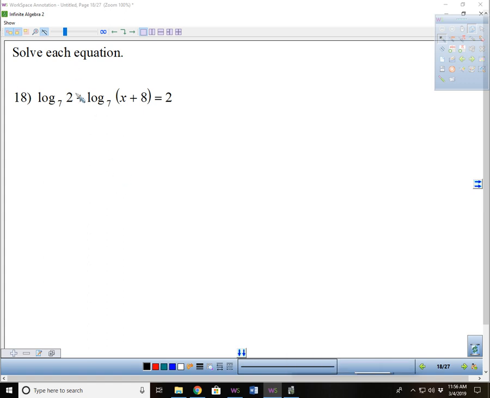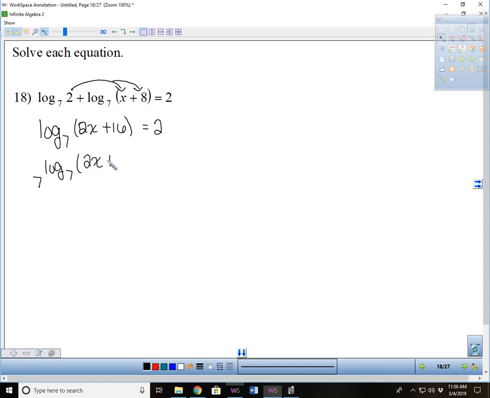Okay, so we are solving equations. The first thing you want to do is get your logs together if they're on the same side. So I've got log base 7 of 2 plus log base 7 of x plus 8. Remember, that just means you're going to multiply these parts. So 2 times x is 2x, and 2 times 8 is 16. Now that I've got one log, I want to get rid of the log. So I'm going to take a base of 7 and raise it to both sides. It's very important.